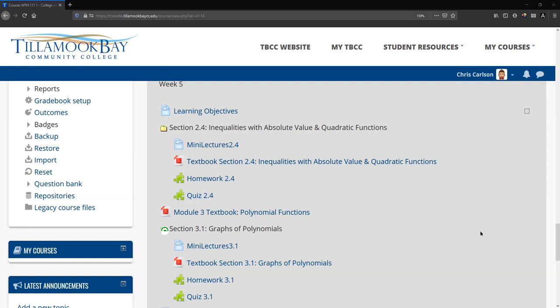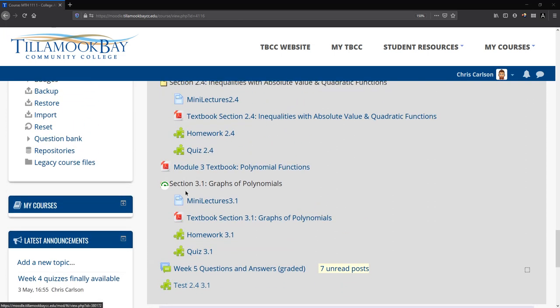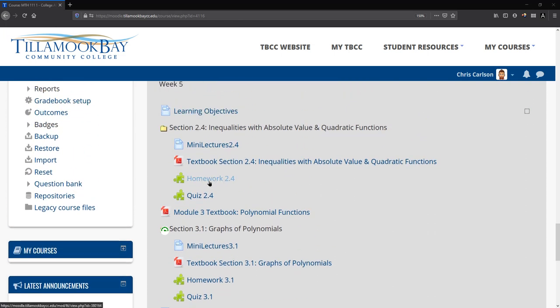So we're going to talk about everybody's favorite topic, which is homework. And your homework here has this little puzzle piece icon. Now just be careful, your homework icon looks just like your quiz icon. Also looks just like your test icon. So you want to be a little bit careful. Don't just look at the icon, but actually read what it says here.